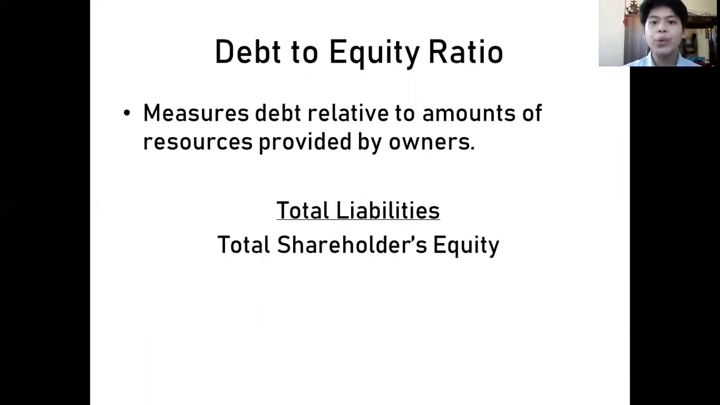Okay. Debt to equity ratio. It measures the debt relative to amounts of resources provided by owners. The formula here is total liabilities divided by total shareholders equity. Okay? So pag debt to equity, di ba to equity? So ibig sabihin nito, yung denominator natin, yung total shareholders equity. So I hope na sa words pa lang, mapapansin nyo na kung ano yung numerator at ano yung denominator.